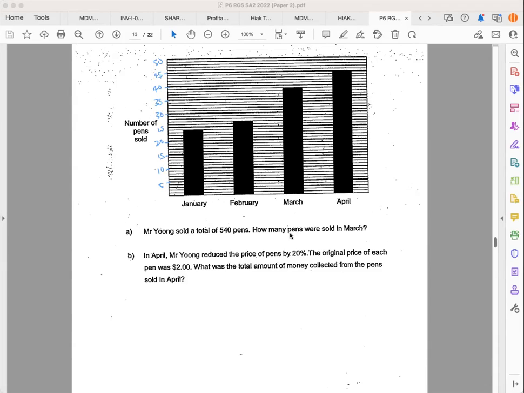So if you have a paper in front of you, try to use a ruler to guide you. If you do it properly, this will be 24 units. This is 27 units. This is 39 units. And this is 45 units.